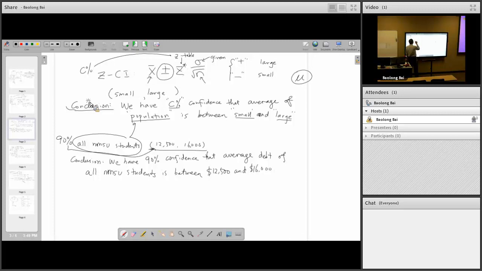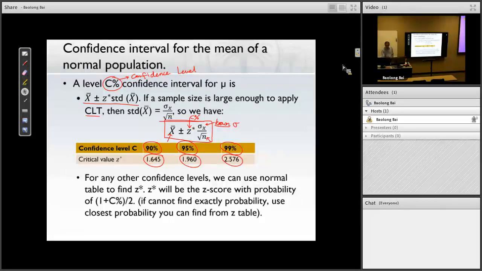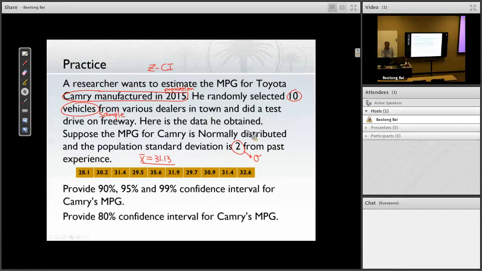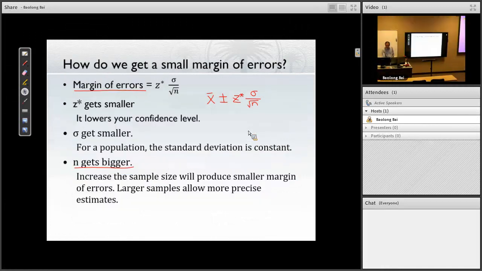And then don't forget, you're required to write a conclusion for every inference problem from this point on. This is the format of writing a conclusion. And then lastly, the margin of error. The margin of error is just z star times sigma over square root of n. That's what margin of error is. Most of the time, we want to have a smaller margin of error. What's the best way to get a small margin of error? You increase your sample size. Get a larger sample.